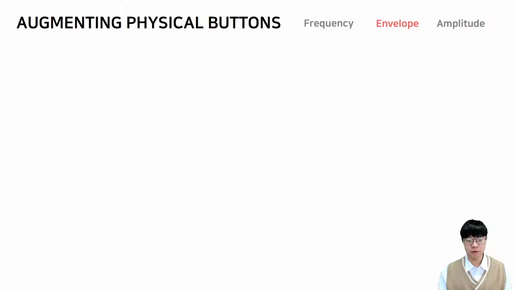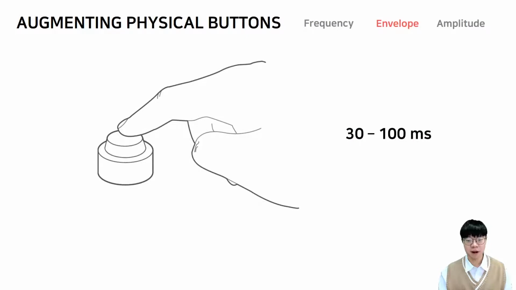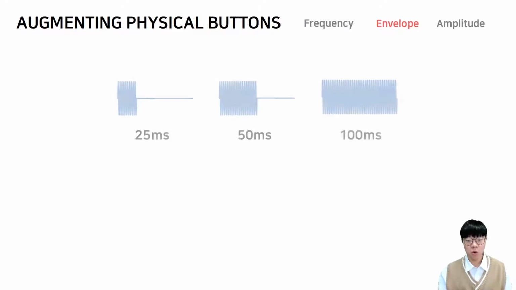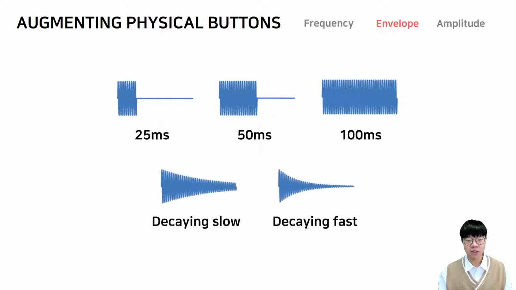For the envelope, we designed 5 envelope functions. In general, key compression takes about 30 milliseconds, and the entire operation is finished in less than 100 milliseconds. So, we chose 3 rectangular envelopes with different durations, and the other two have the same duration of 100 milliseconds, which decay exponentially with different rates.